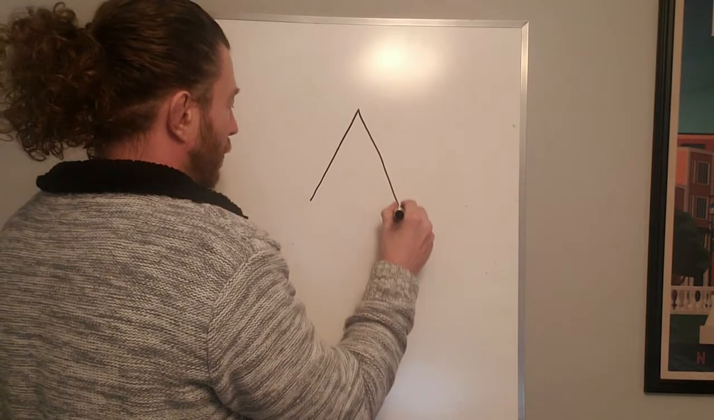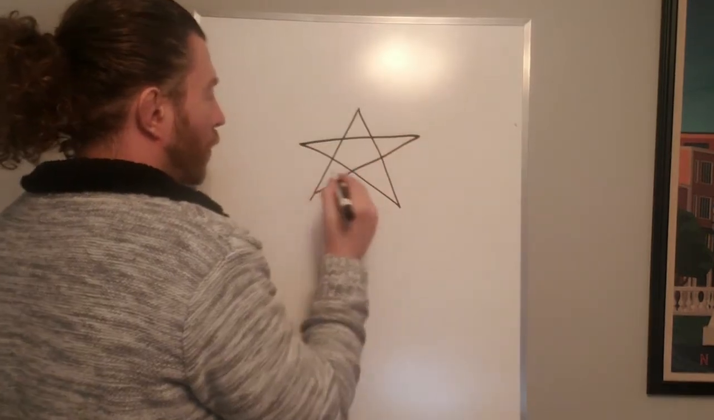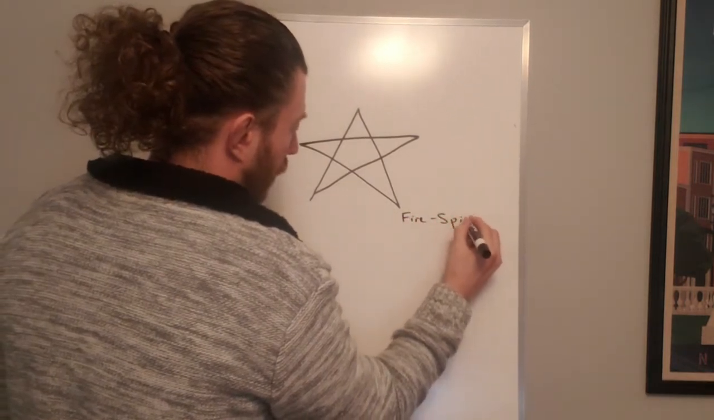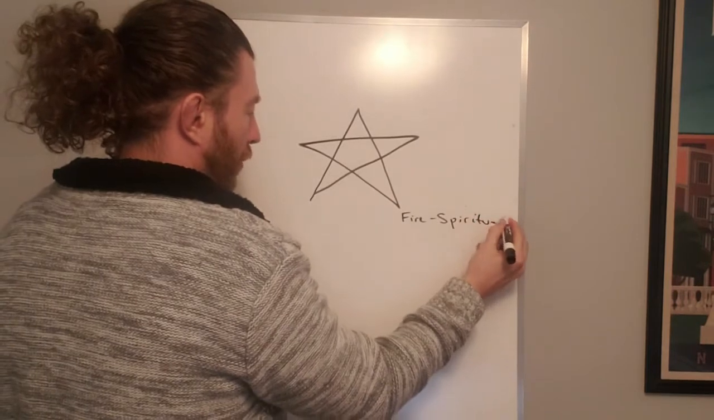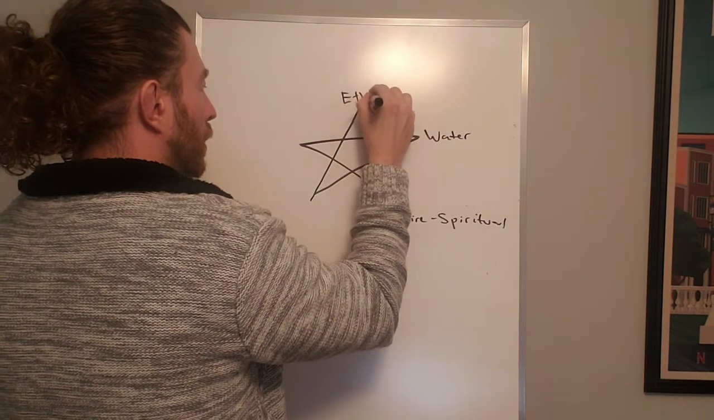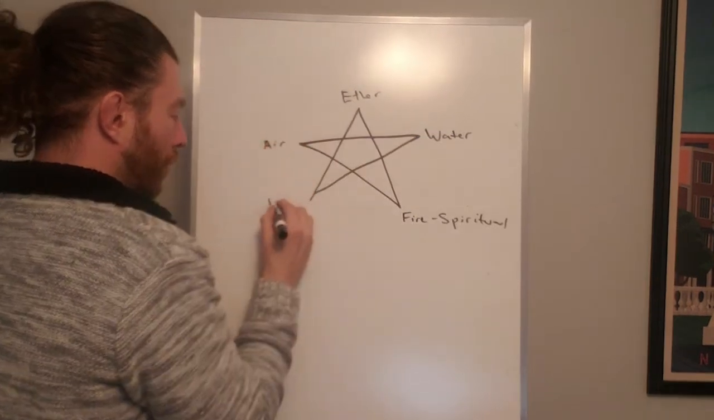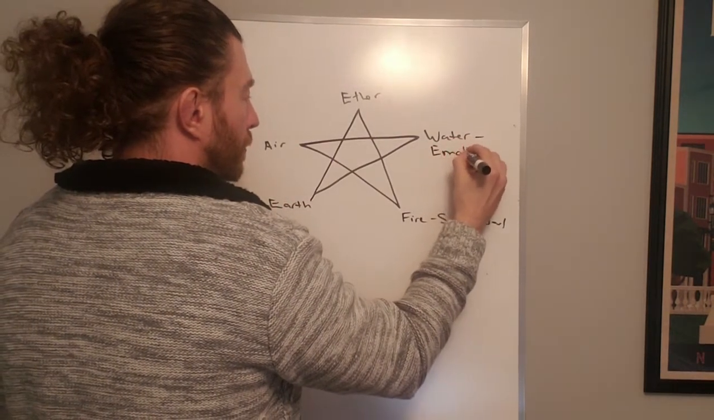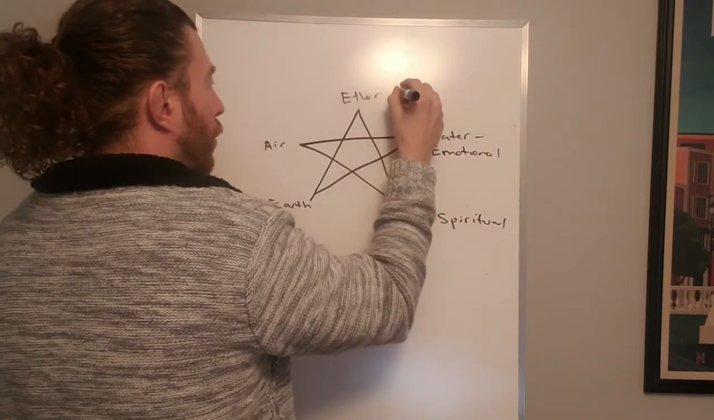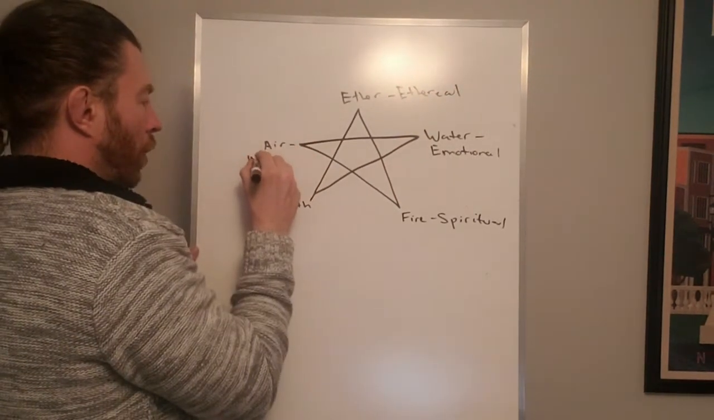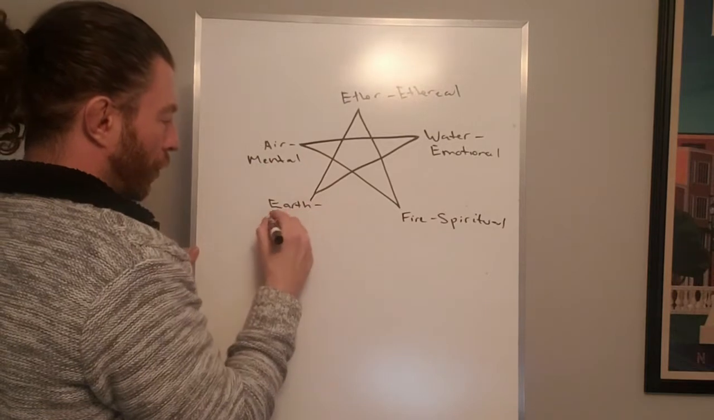So what we learned in the last video is that we all have 5 bodies. So the 5-pointed star represents our 5 bodies. Our fire element, or our spiritual body. So again, the 5-pointed star, as you learned in the last video, represents the 5 elements: fire, water, ether, air, and earth, which represent our spiritual body, our emotional body, our ethereal body, or our consciousness, or our self, our air, or our mental body, and earth, or our physical body.